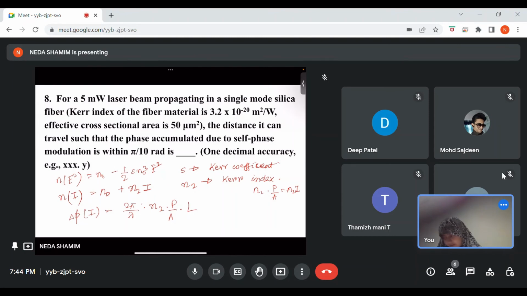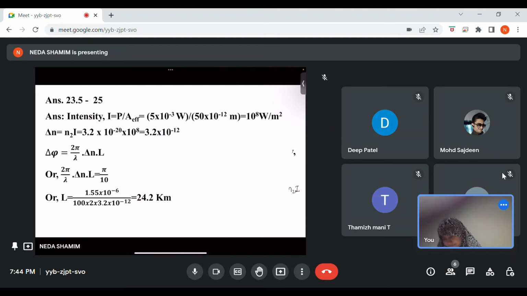N2 times P by A times L. So this N2 is the formula for your phase. Your intensity is power divided by the effective cross-section area. So what will be the change in the refractive index, delta N? The change in the refractive index will be given by N2 times I, which is 3.2 times 10 to the power minus 20 times this intensity.